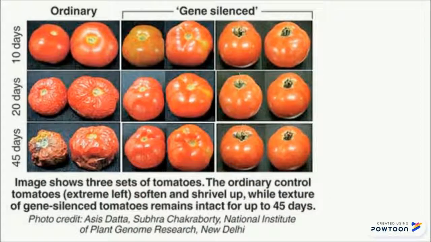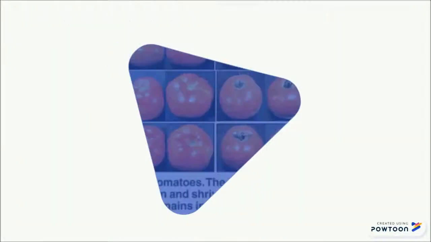As you can see, the image shows three sets of tomatoes. The ordinary control tomatoes soften and shrivel up, while the texture of gene-silenced tomatoes remains intact for up to 45 days.